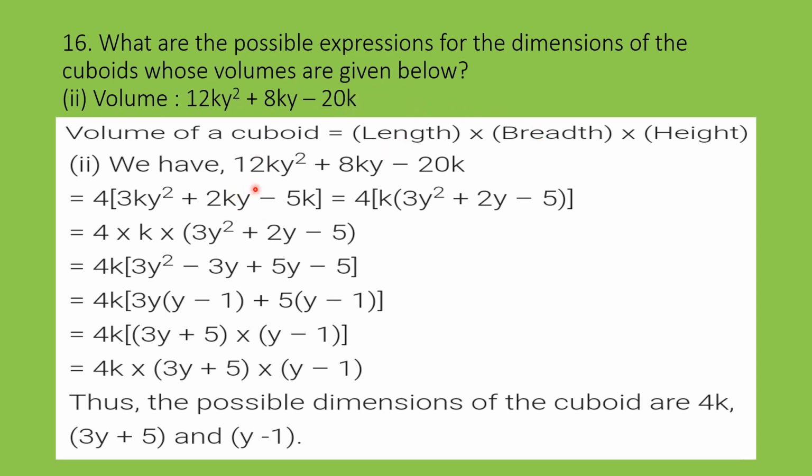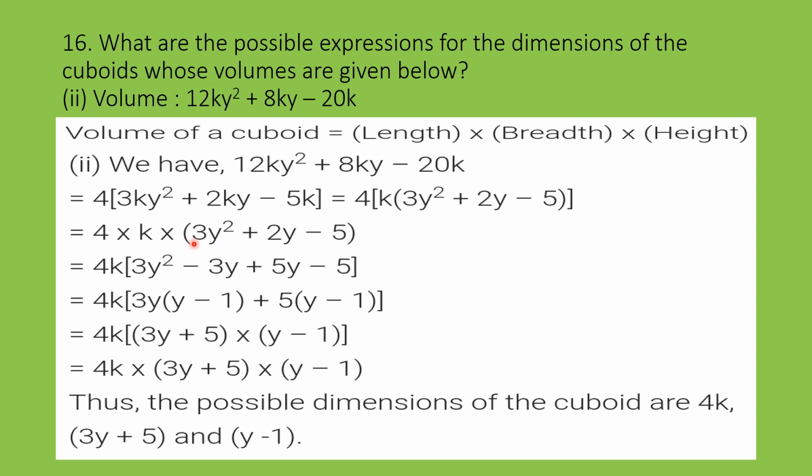So we have 12ky square plus 8ky minus 20k. We are having common factor in all the three terms, that is 4. So you will have 4 multiplied by 3ky square plus 2ky minus 5k. And you can see that k is common in all the three terms. So you take it outside. So you will have 4k multiplied by 3y square plus 2y minus 5.